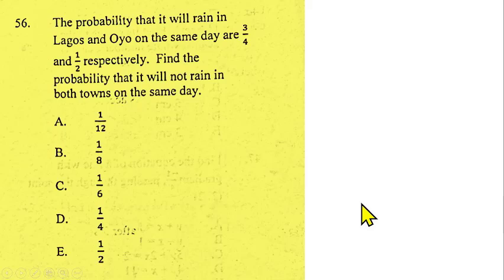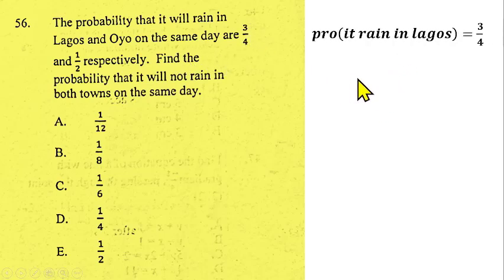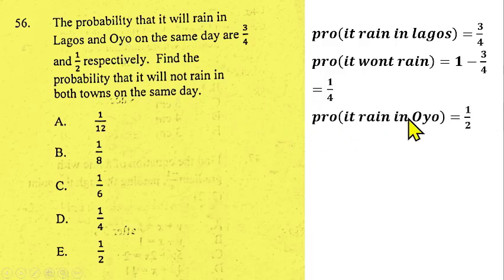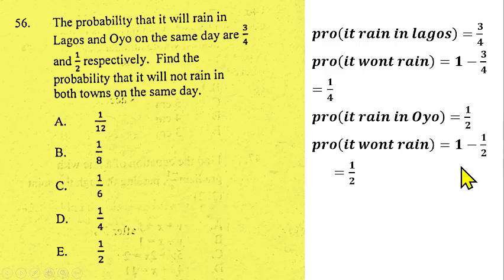Question number 56. The probabilities that it will rain in Lagos and Oyo on the same day are 3 over 4 and 1 over 2 respectively. Find the probability that it will not rain in both towns on the same day. If the probability of rain in Lagos is 3 over 4, we need to get the probability that it will not rain in Lagos, which will be 1 minus 3 over 4, giving 1 over 4. If the probability that it rains in Oyo is 1 over 2, the probability that it will not rain in Oyo will be 1 minus a half, which gives us a half as well.